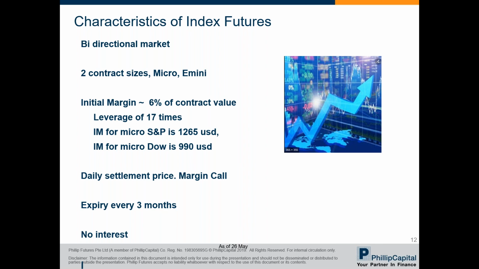The initial margin required is about 6% of the contract value. You do not need to come up with the full value of the contract. This is actually a leverage of only about 17 times. As mentioned, the margin at this moment for micro Dow Jones is $990 US, and for the micro E-mini S&P is $1,265 US. You can fund with USD or SGD to enter the contract, but interest will be charged on the borrowed USD margin. For short-term trades, it is advisable not to convert the SGD to USD to avoid exposure to currency rate changes.